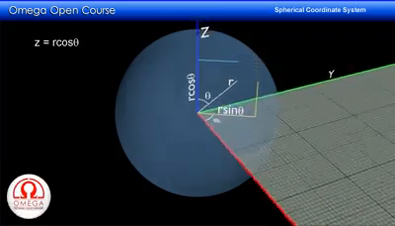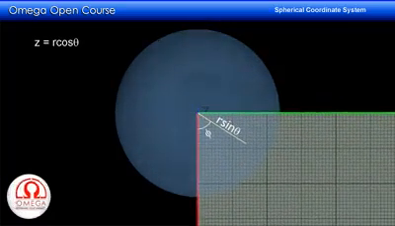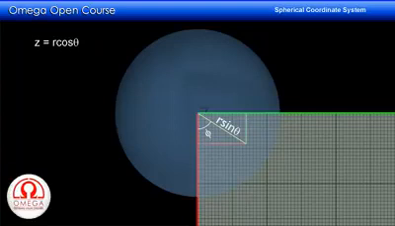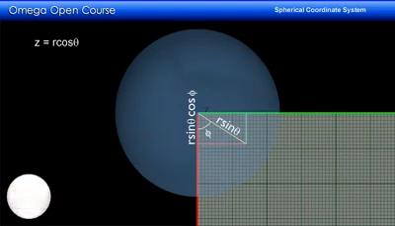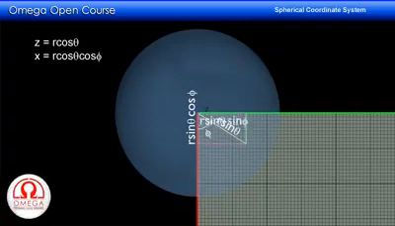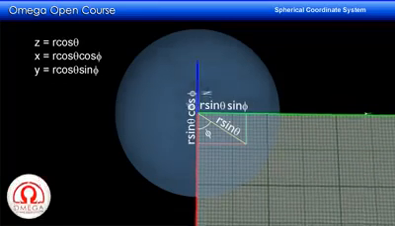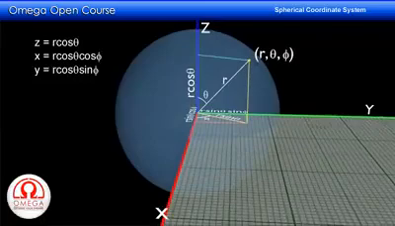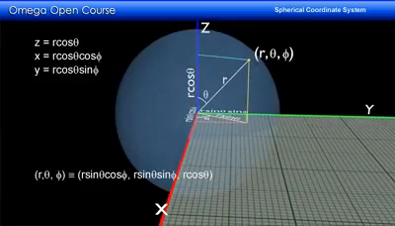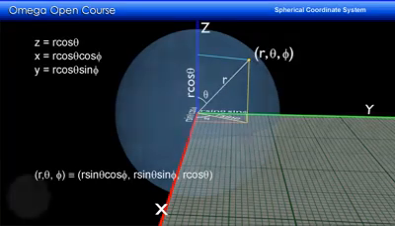Now let us draw perpendiculars from the foot to the x and y axis. Since the line makes an angle phi with the x-axis, the distance of the foot of the perpendicular on the x-axis is r sin theta cos phi. This is the x-coordinate of the point in Cartesian system. Similarly, the y-coordinate of the point is r sin theta sin phi. Thus, when the spherical coordinates r, theta, phi are converted to Cartesian system, the coordinates become r sin theta cos phi, r sin theta sin phi, r cos theta.